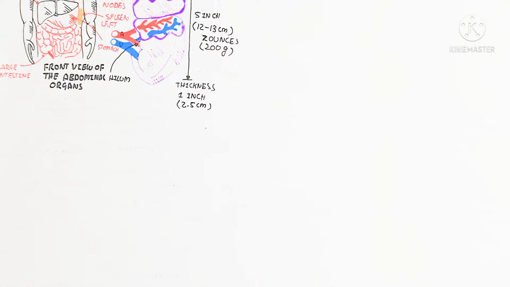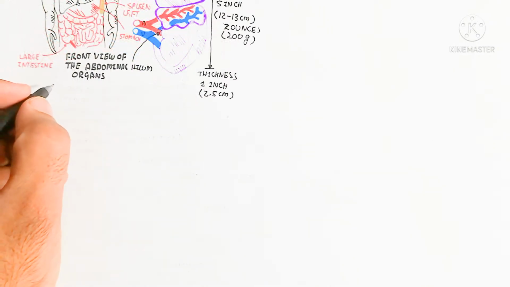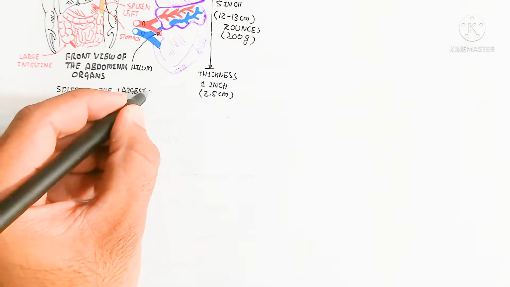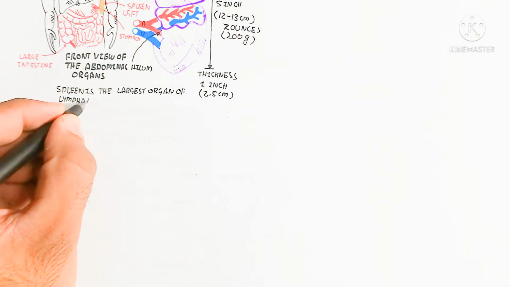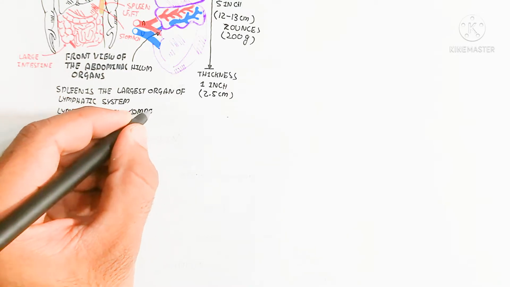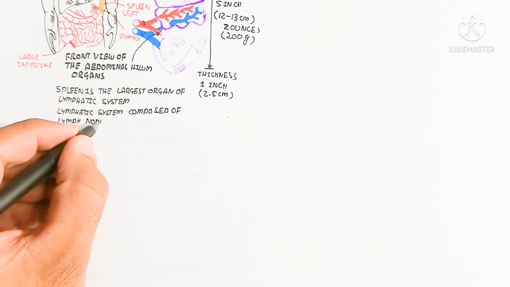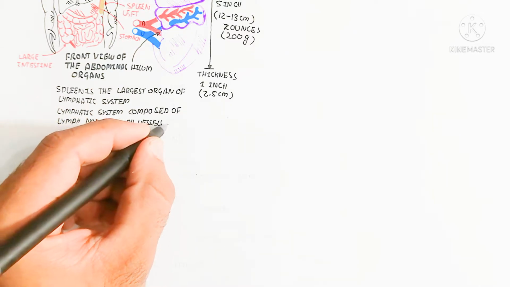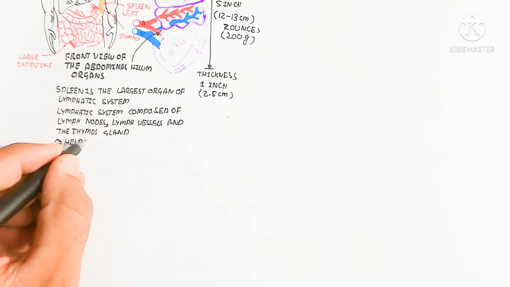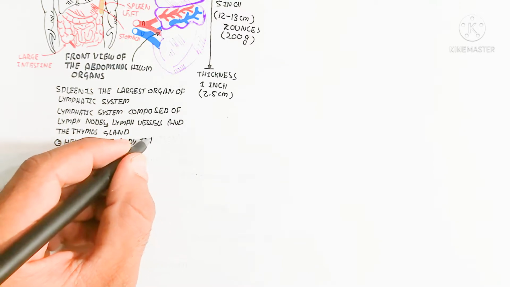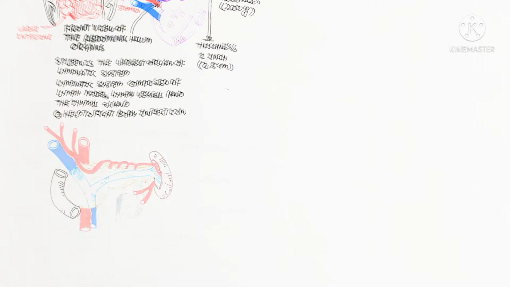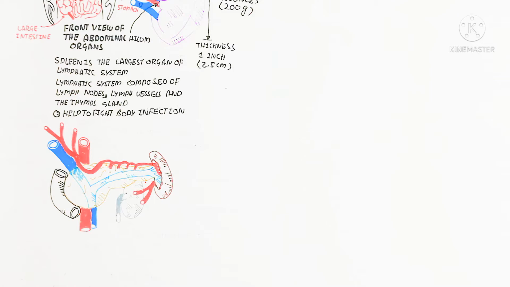Another thing we should understand is that the spleen is the largest organ of the lymphatic system. Why? Because the thymus gland is basically little as compared to the spleen. The lymphatic system is composed of lymph nodes, lymph vessels, and the thymus gland, and helps to fight body infection. When a body infection occurs, T cells will be produced and B lymphocytes will be activated by this mechanism.